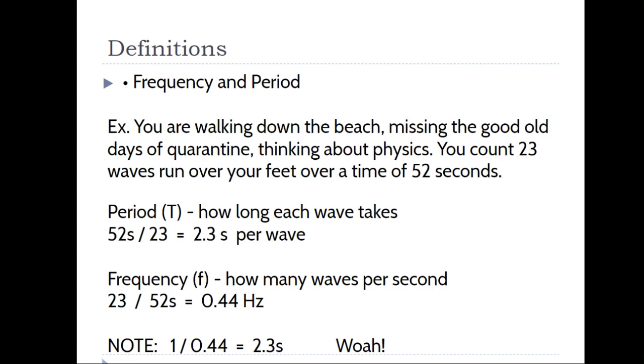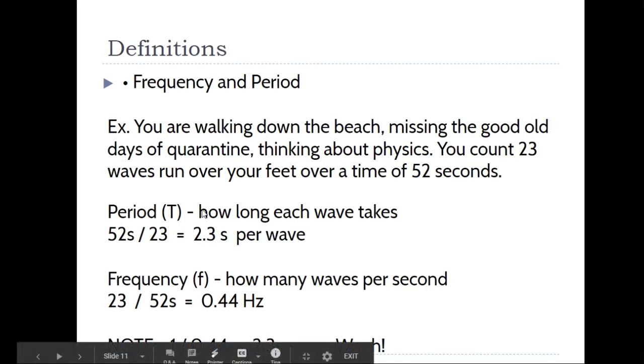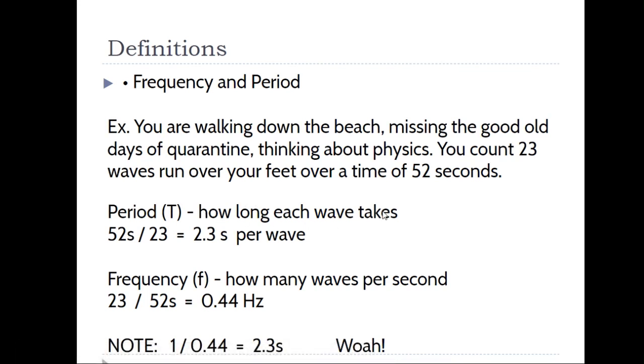Now, if you're asked, hey, what's the frequency? What's the period? What you should be asking for the period is, how long does each wave take? In this example, we want seconds with our answer, so that's one way to think about it. We're putting seconds on the top and the number of waves on the bottom. So in 52 seconds, there are 23 waves that pass. How many seconds pass for one wave? It's 52 divided by 23. It's going to take 2.3 seconds for one wave to travel by.